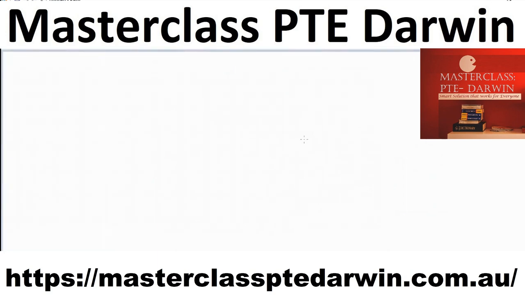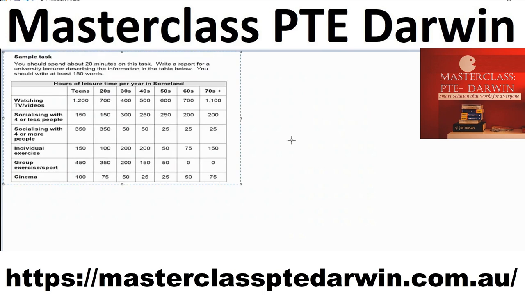So in writing task one, you might have a graph, you might have a table, you might have other tasks where you need to compare and write 150 words. It's very easy. If you read through, you'll understand. So today, let's discuss something like this. It's a graph, it's a table. Okay, so now we'll write about university lectures, hours of leisure time per year in some land.